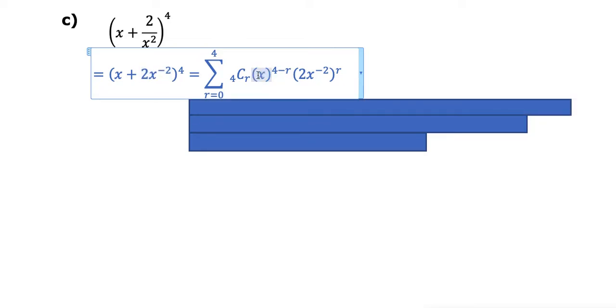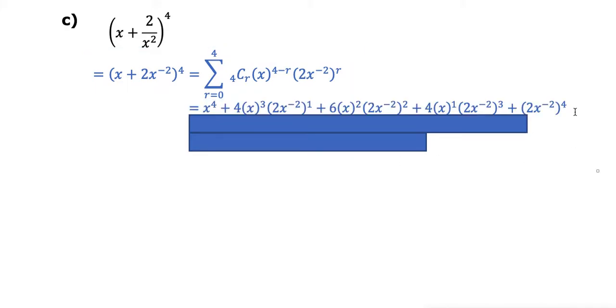Our first term, which is x in this case, will be to the highest exponent possible, so we'll start off at n and then decrease. Our exponent for b will start off with the lowest value, 0, and then increase. So this is that first line. X to the power 4, because 4 choose 0 is equal to 1. X to the power 4, because r, when 0 is substituted, is 4.